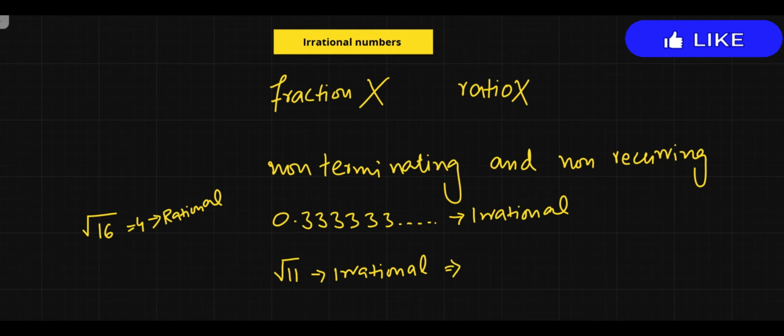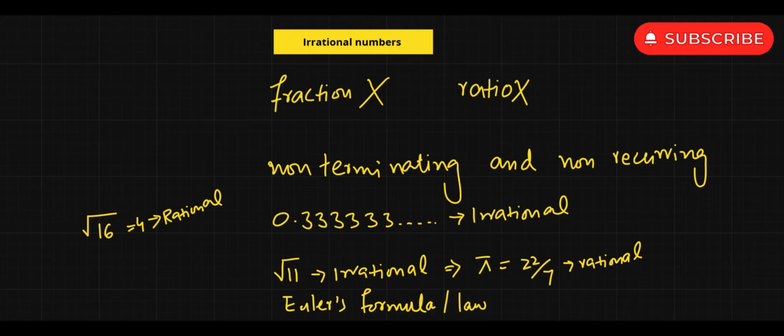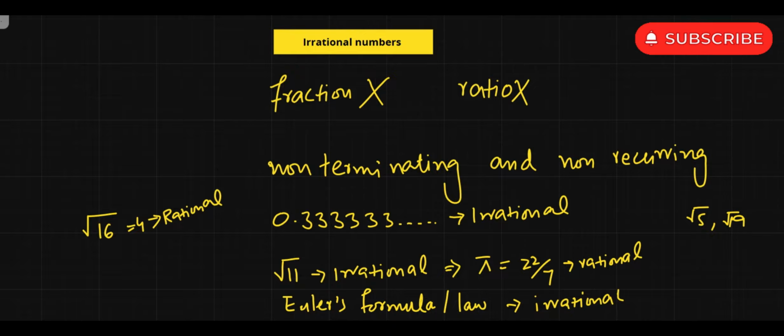Same like pi, which is always equal to 22 by 7. So this is also rational. There is another constant in calculus called Euler's number. So Euler's number is also irrational. The other irrational numbers are, suppose, under root of 5, under root of 19, under root of 27, etc.